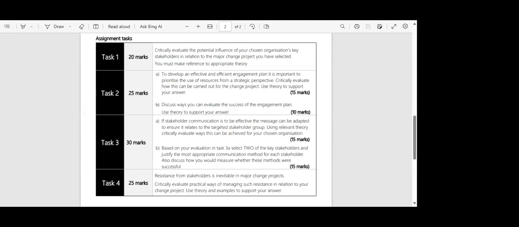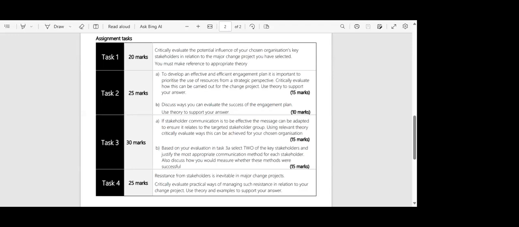Think about it. Okay. So task three: if stakeholder communication is to be effective, the message can be adapted to ensure it relates to the target stakeholder group. Using relevant theory, critically evaluate ways this can be achieved for your organization. So here they have divided it into two questions, but in one particular question, there are two questions also. Okay.